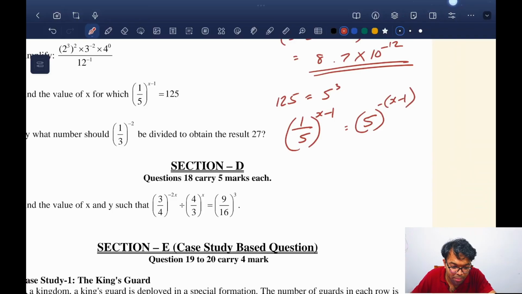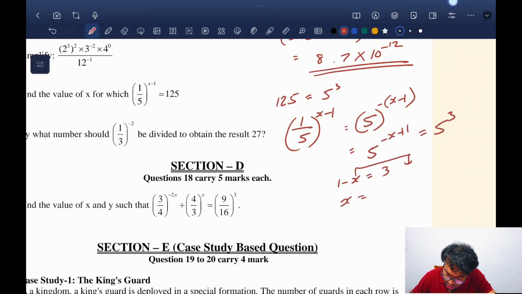ये ऊपर लेके चला गया मैं. अगर माइनस होता है तो तुम रेसिप्रोकल करती हो तो प्लस को माइनस भी तो कर सकती हो. सो क्या मिलेगा? 5 to the power of minus x plus 1 is equal to 5 cubed. So 1 minus x is equal to 3. Therefore x is equal to, ये वहां चला गया तो x हो गया, x is equal to what? 4.